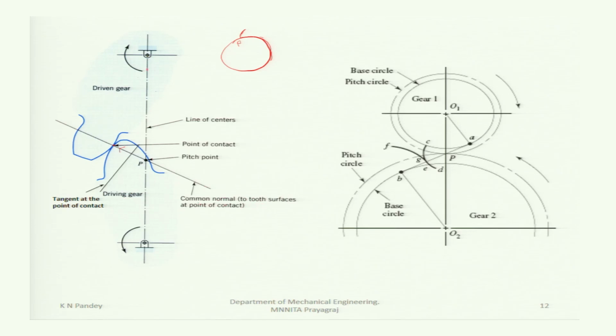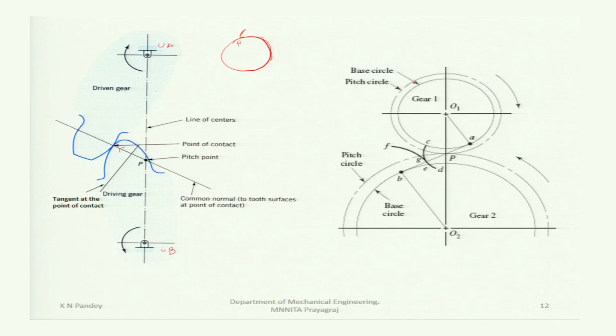And this is the line of centers which we have taken as OA and OB, and this is the pitch point. So we see that in the case of involute tooth profile, this line of action always intersects the line of centers at a fixed point which is called the pitch point, and that you may see in this figure.